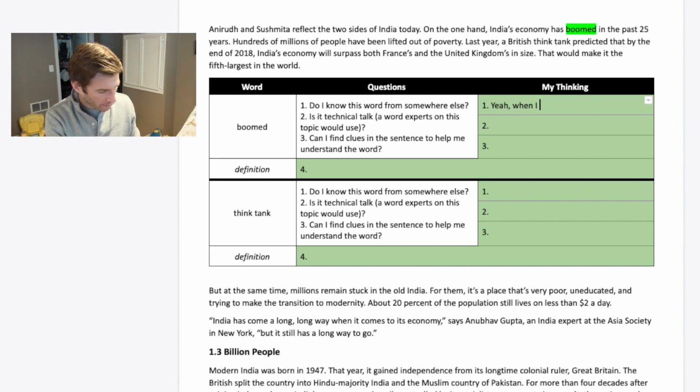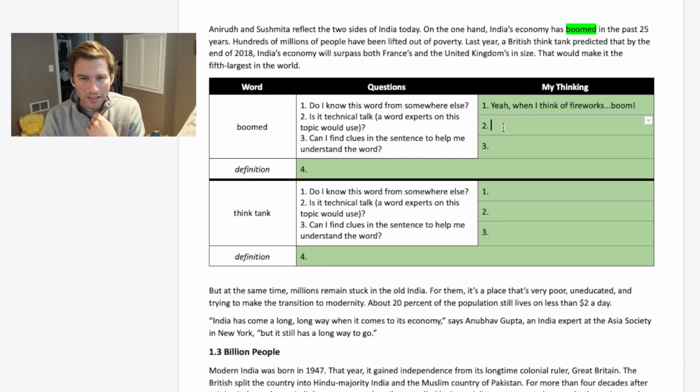Yeah, when I think of fireworks. Boom, right? Because when I hear the word boom, and I've come across it in other contexts, I come across it like the sound of an explosion, right? Like fireworks exploding. Is it technical talk?